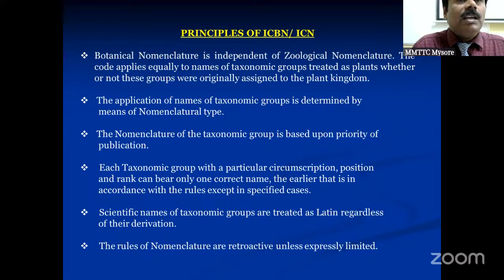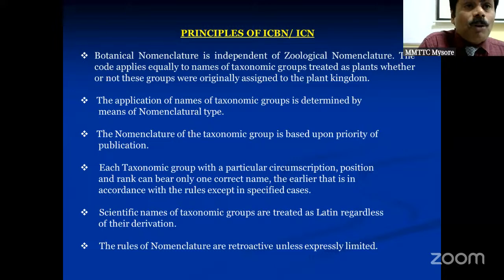Botanical nomenclature is independent of zoological nomenclature. The code applies equally to names of taxonomic groups treated as plants, whether or not these groups were originally assigned to the plant kingdom. If an organism by mistake was treated as an animal and placed under the animal kingdom, it is now changed according to the proper identification. Now it is considered under the plant kingdom, irrespective of the earlier system. That's why botanical nomenclature is independent of zoological nomenclature and is in no way connected. We have a different set of rules and regulations. That's why ICZN is different, the Bacteriological Code is different, ICTV is different. Each one has its own rules and regulations, according to morphology being the backbone of taxonomy actually.